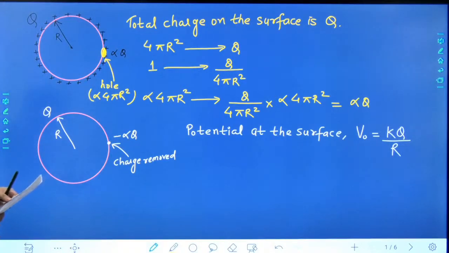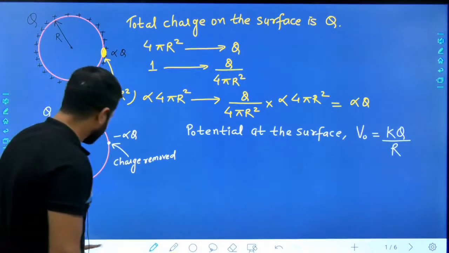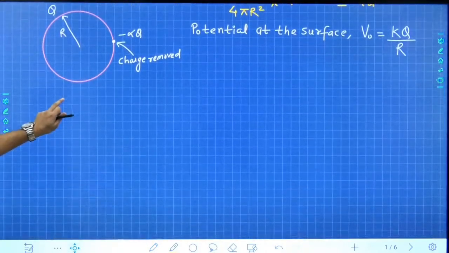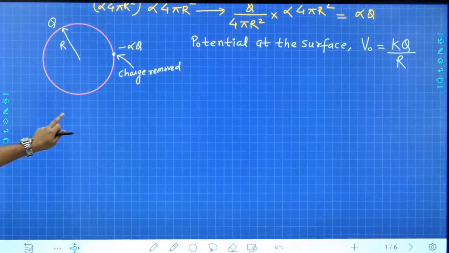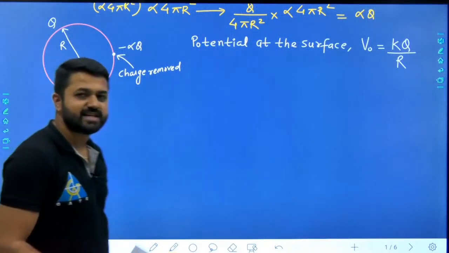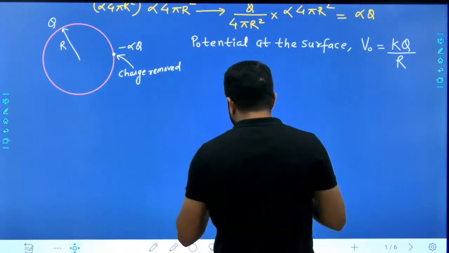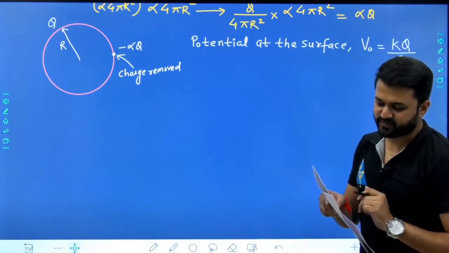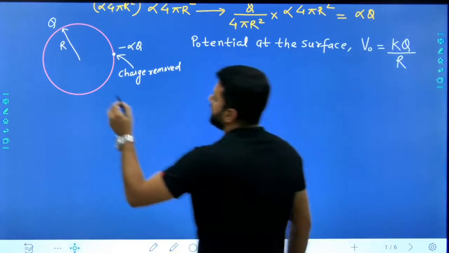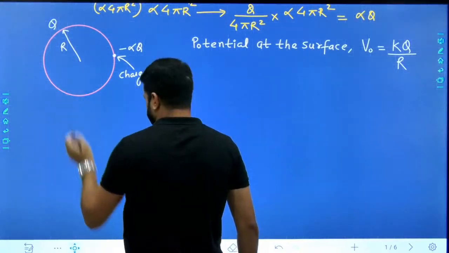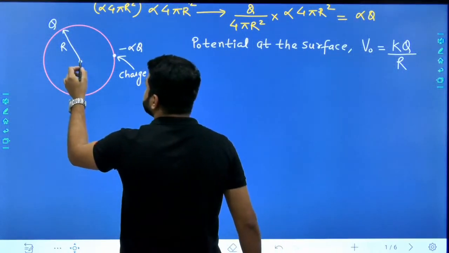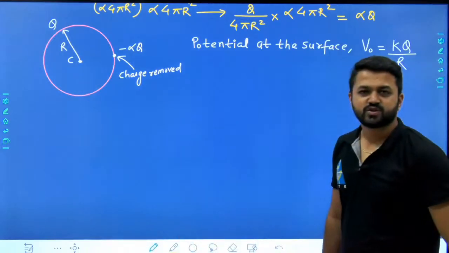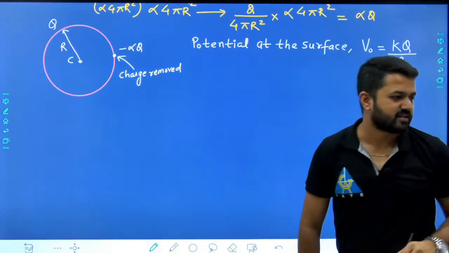Now let's discuss the first option. So this part is clear. The first option is saying the ratio of the potential at the center of the shell. Let us say this point is C, because this is the center. So what is the potential at the center? Can anybody tell me?